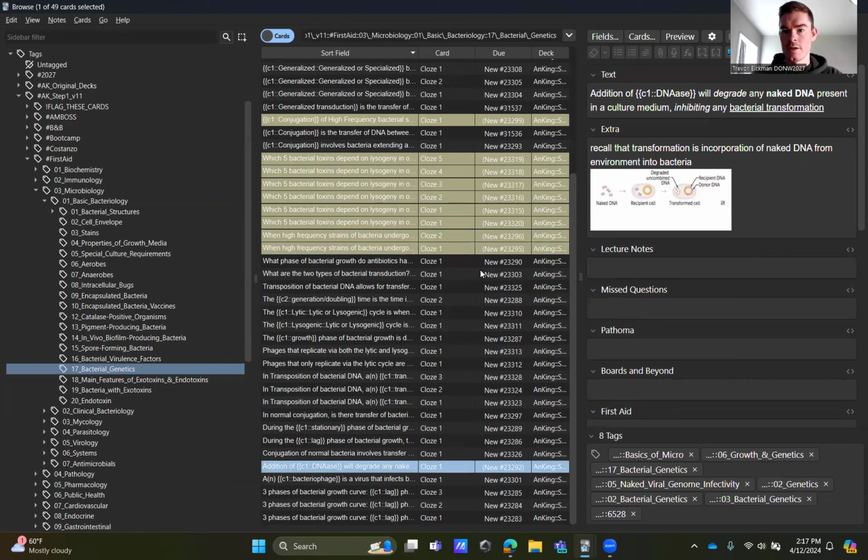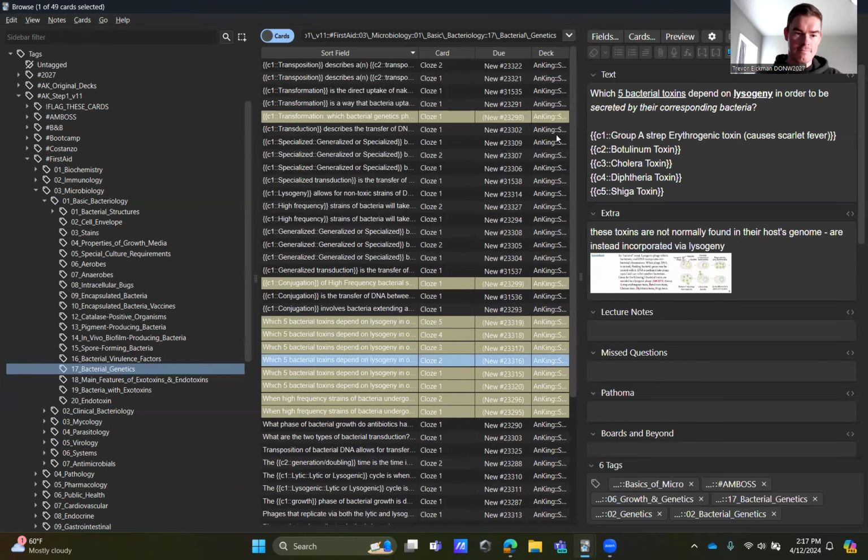And then this one down here, the addition of DNAase will degrade any naked DNA present in the culture medium. You can pick this up if you want. I just kind of figure, if it's a DNAase, an -ase is going to degrade whatever it comes across. This is a suffix, so DNAase degrades DNA. Wherever it's put, it's going to degrade any DNA present. So I didn't activate that card because that's just following the philosophy of the nomenclature.